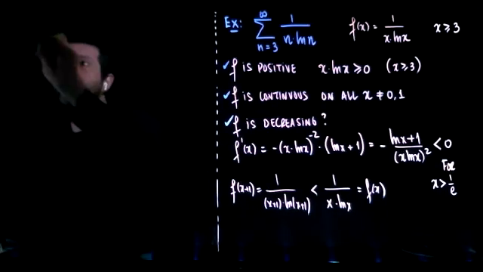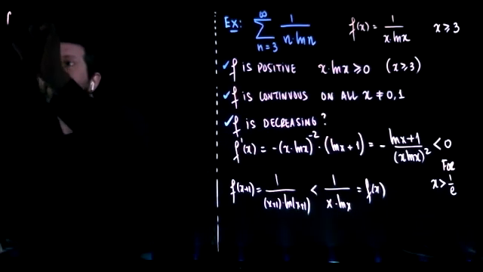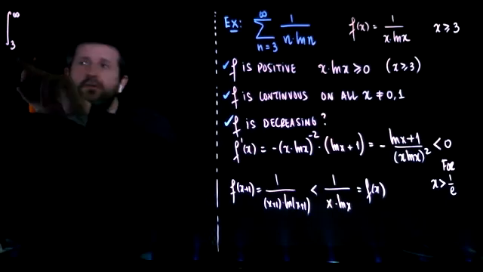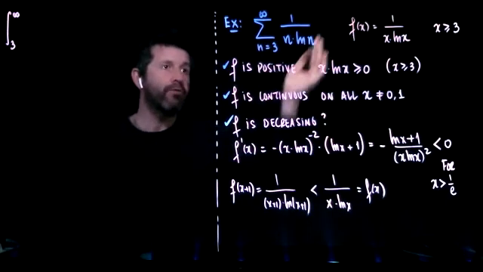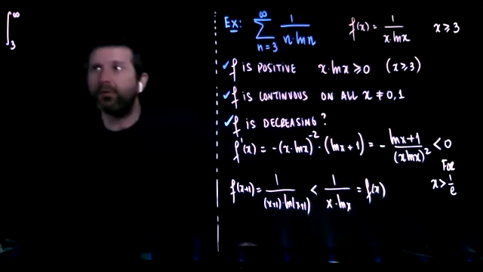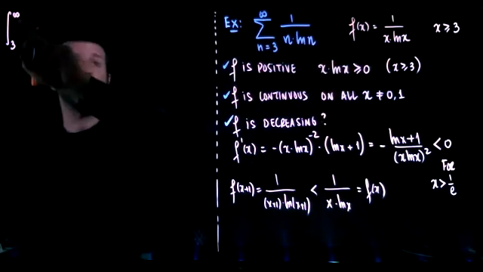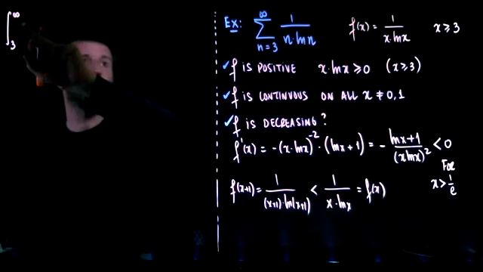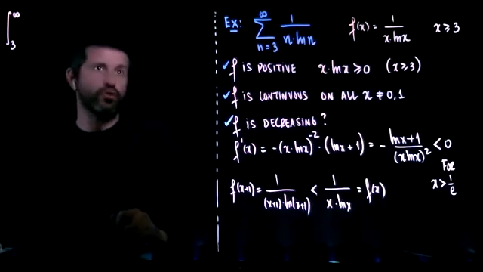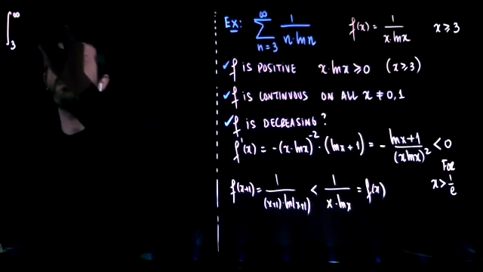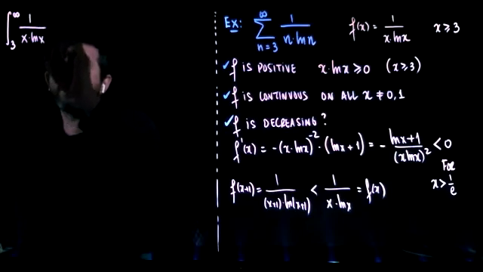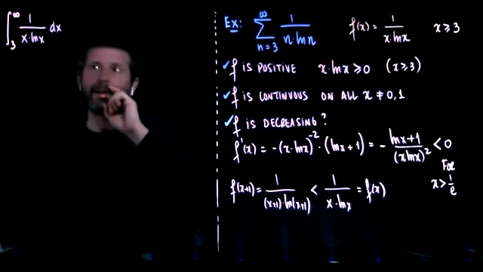So let's evaluate now the integral from 3 to infinity. I'm starting it at 3, but I could start at 10. Anything above 3 is fine. It doesn't matter. What's important for me is the behavior of this function at infinity, because that's going to determine whether it's convergent or divergent. Okay, so my function is 1 over x ln x dx.